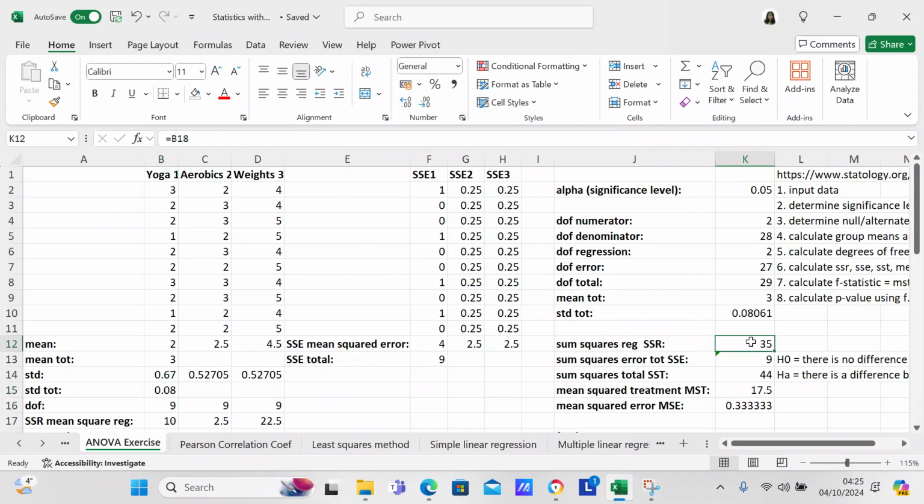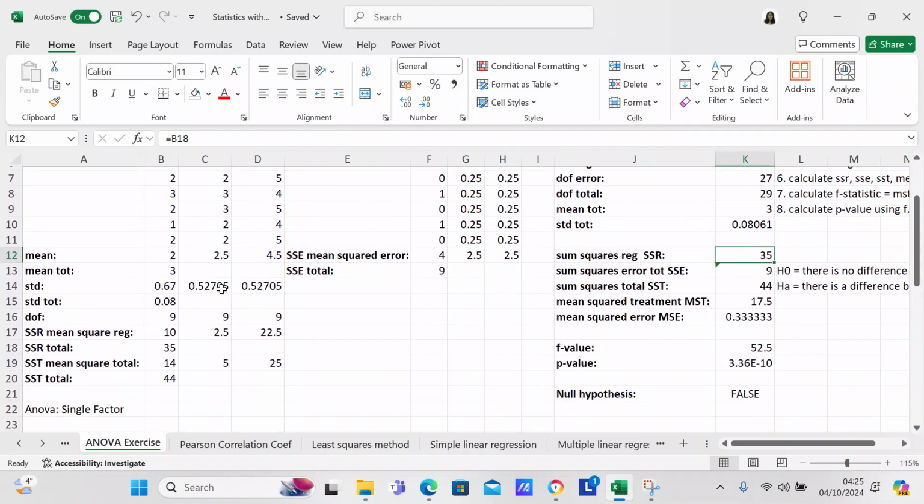Now we check the SSR. It's the sum of squares regression. It's going to be B18. So we're going to check the sum of squares regression. It's going to be the count of B2 to B11 times B12 minus B13 squared. That's going to give you a 10. And then B13 is the mean total.